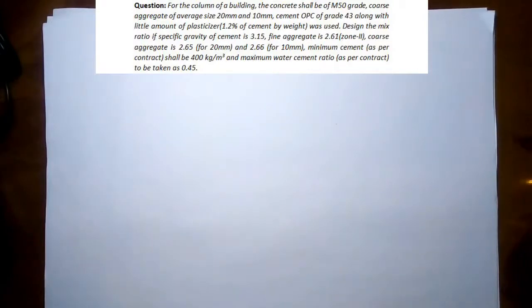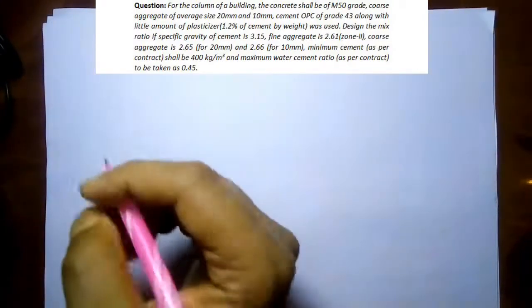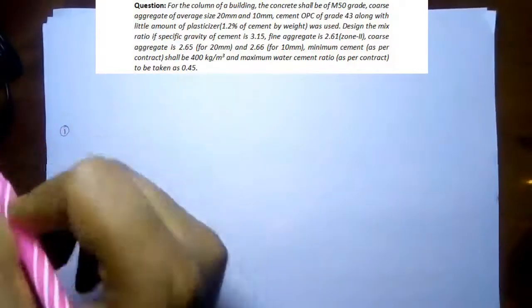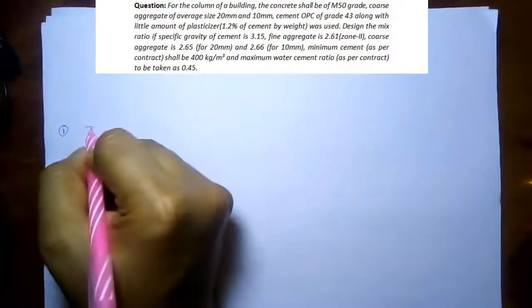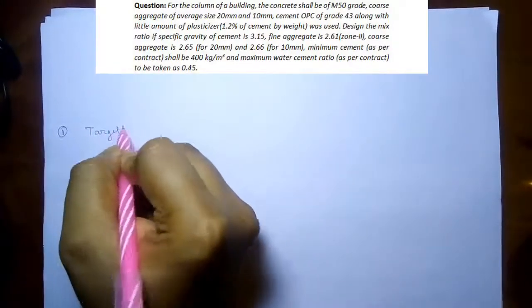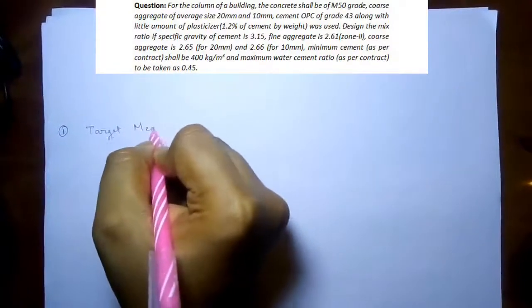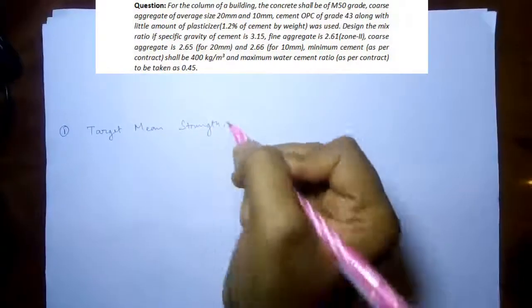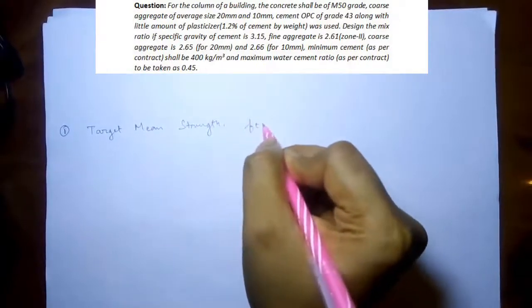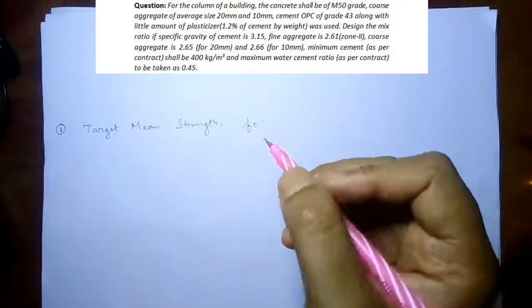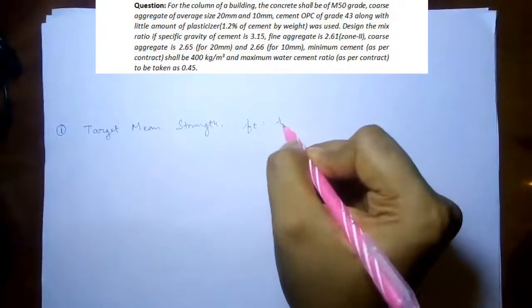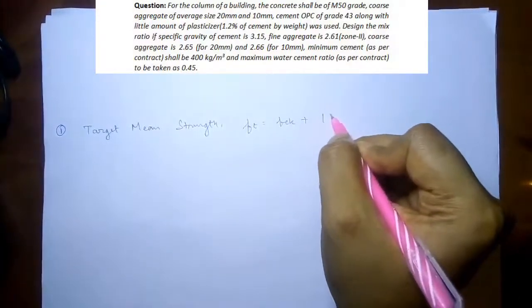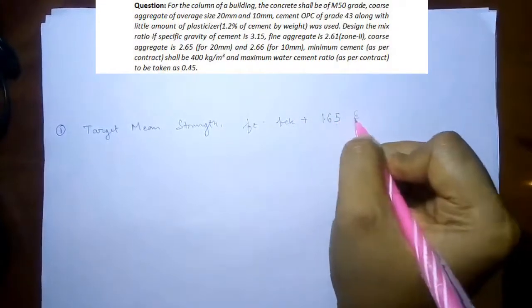So let us write the first step. First step is to calculate the target mean strength, and it is given by Ft equal to FCK plus Ks, where K is 1.65 times S.